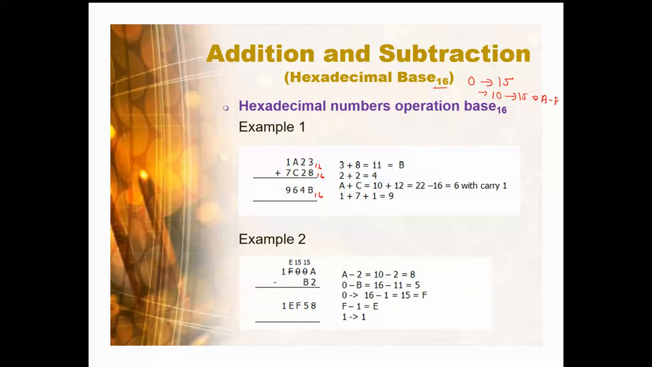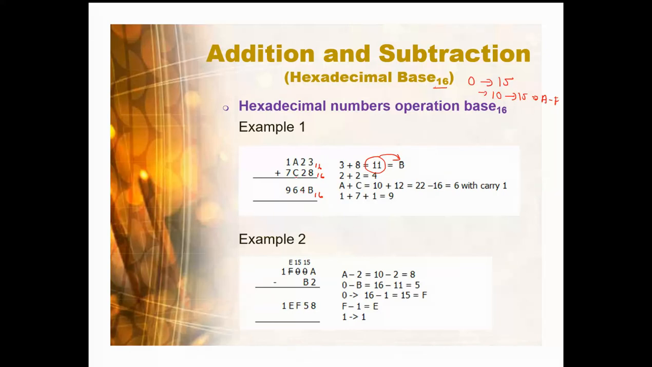You tak boleh letak 11 kat sini. Sebab 11 is represented by B in the hexadecimal ni. Okay, you have to remember that 10 is A, B, C, D, E, F. You count with your finger. Start right, 10 represented by A until 15 is represented by F. So 3 plus 8 is 11. So 11 is represented by B. Okay, so now 2 plus 2 is 4.